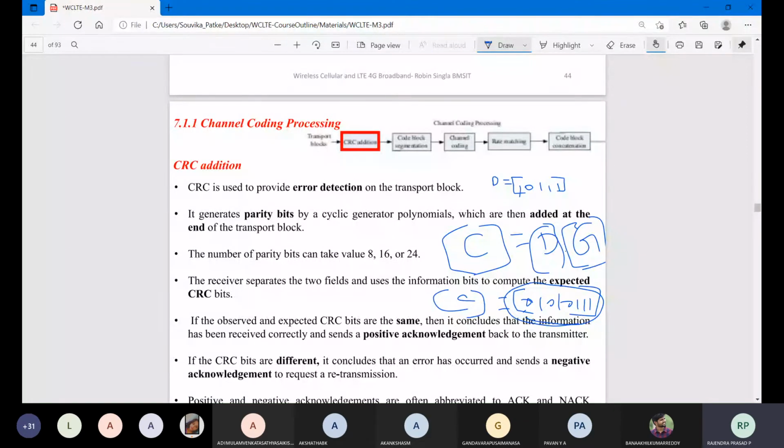So how many bits will it support? The parity bits are of order 8, 16 or 24. So if it is 8, 16 or 24, then 8 bits will be your parity bits only. So what should be your k value? It will always be n plus k. So obviously all your code words will be more than 8 bits in length, because the parity bits themselves are 8 bits.